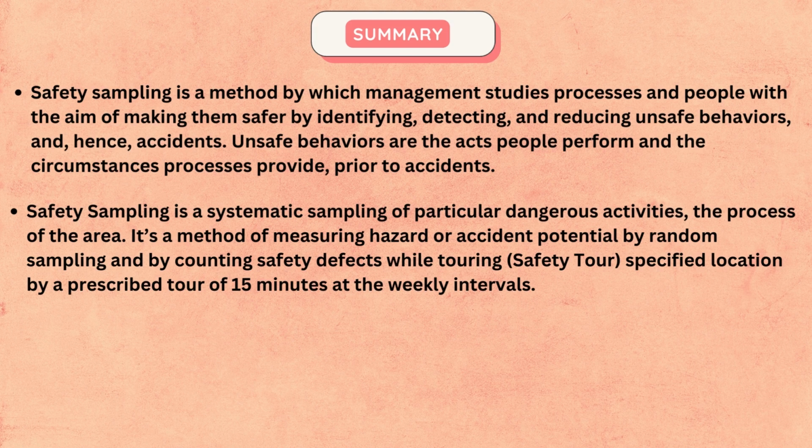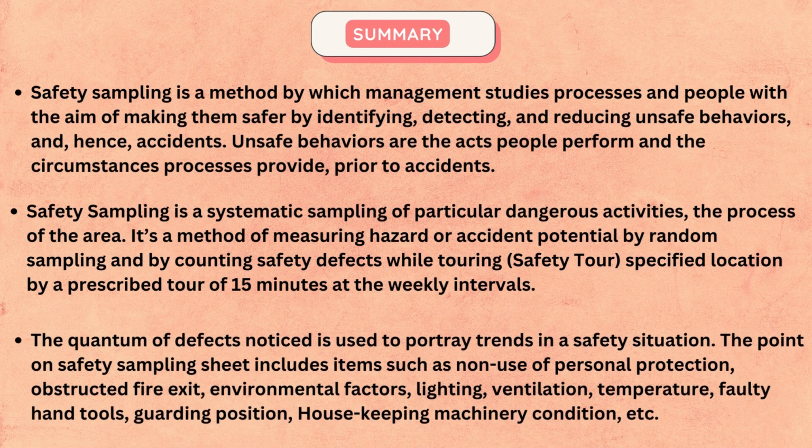While touring, or we can say a safety tour, specify the location by a prescribed tour of 15 minutes at every week interval. The quantum of defects noticed is used to portray trends in the safety situation. The points on the safety sampling sheet include items such as non-use of personal protective equipment, obstructed fire exit, environmental factors, lighting, ventilation, temperature, faulty hand tools, guarding positions, housekeeping, machinery conditions, etc.